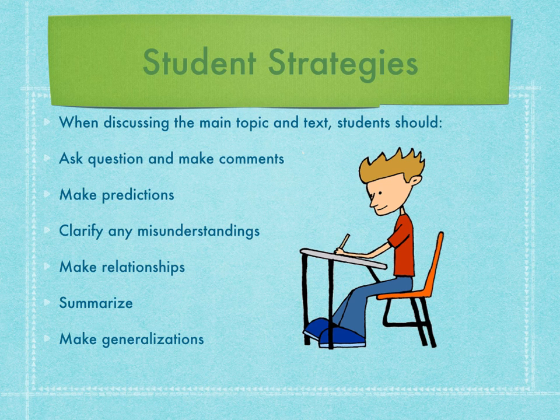The students should be able to do many things when you're discussing your main topic in your class, such as ask questions, make comments. They should be able to make predictions about what they think the text is about or what they think the main idea is about. They should be able to, as you're reading, clarify misunderstandings. Let's say they predicted something and it was wrong, and they pick it up as you read and fix their mistake. They make relationships between two subjects or two texts or anything like that. They, at the end, should be able to summarize what they just listened to you read and make generalizations.